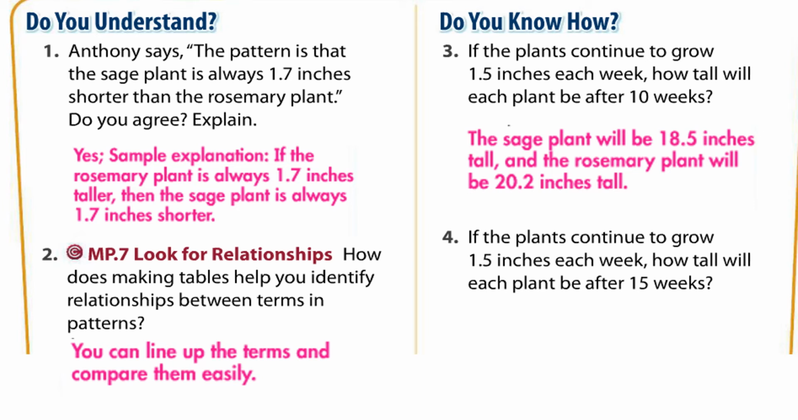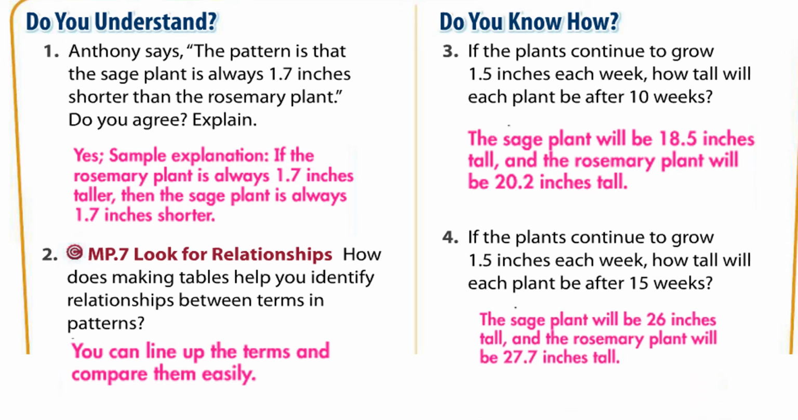Okay, so the sage plant was 3.5 and the rosemary plant was 5.2. Question 4, if the plants continue to grow 1.5 inches each week, how tall will each plant be after 15 weeks? Also, you can complete the table to 15 weeks, or five more weeks, to get how tall both are in the 15th week. So the sage plant will be 26 inches tall and the rosemary plant will be 27.7 inches tall.